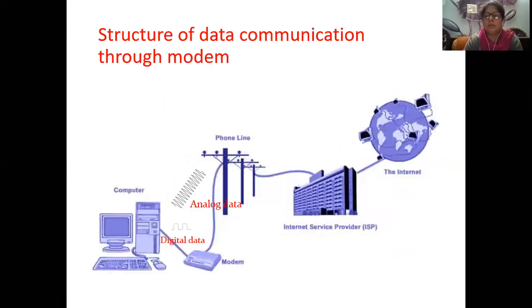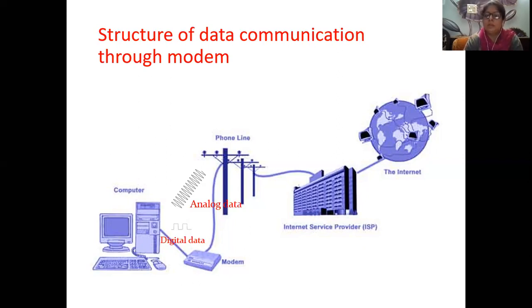Now, what is the structure of communication when we use modem? In the figure, we can see that our computer system, which is carrying digital data, is connected to a modem, and these modems are connected through telephone lines to the ISP, Internet Service Provider. And these telephone lines can carry analog data. So, modem is required for conversion from digital to analog so as to transmit the computer information to the internet service provider and then to the entire internet. This is how communication is possible.